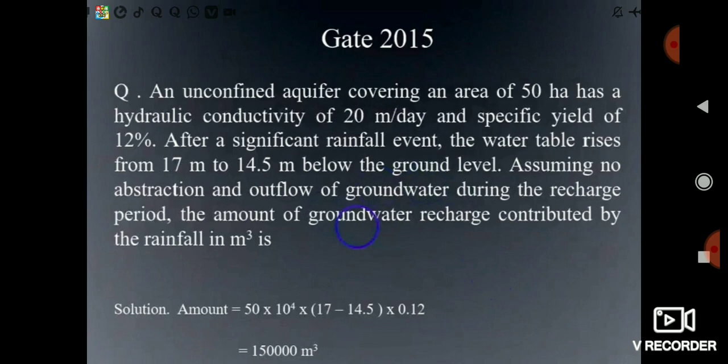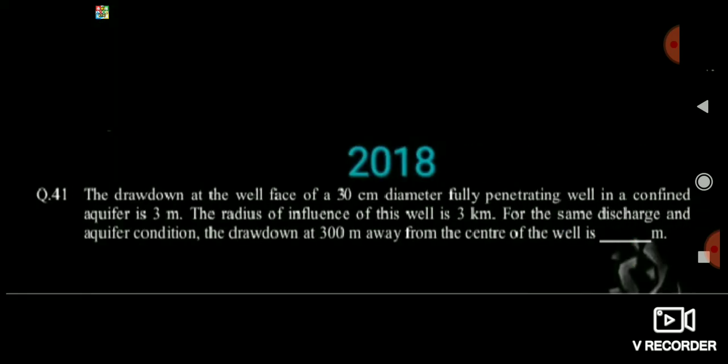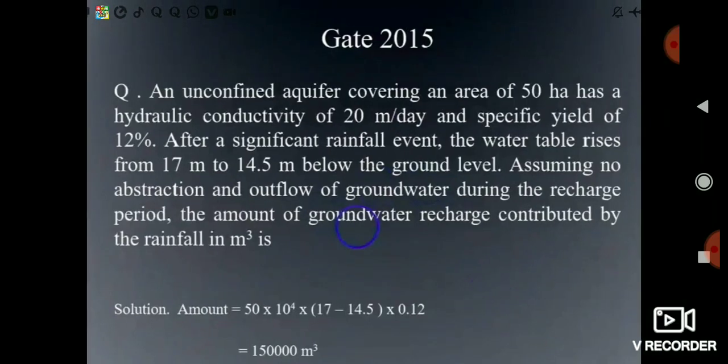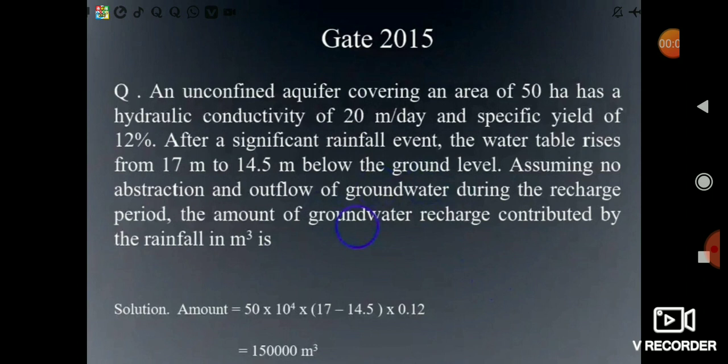Friends, I have initially told you the concept of specific yield. Specific yield is simply the ratio of volume of water extracted to the total volume of the catchment area. So you should calculate the total volume of catchment area. How will you calculate? You should multiply the area of catchment by its change in water level or change in depth, and then multiply it with the specific yield. Then you can get the amount of water extracted from that area.